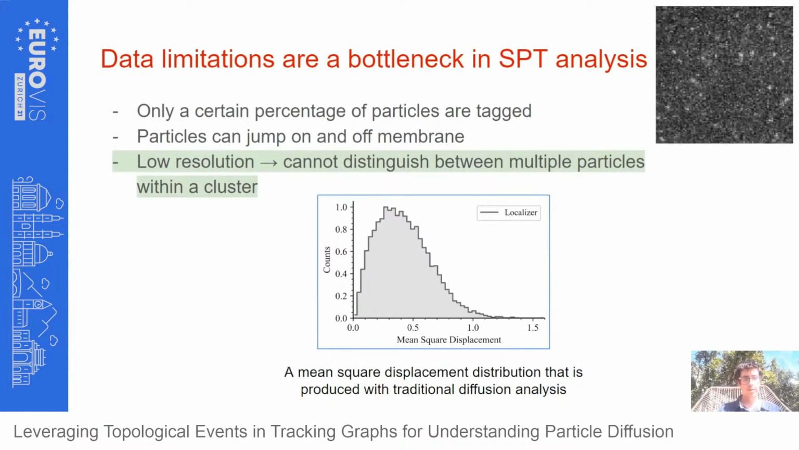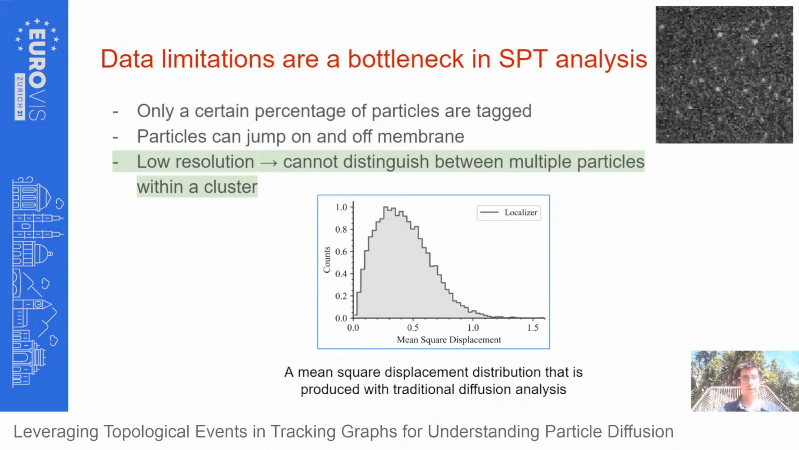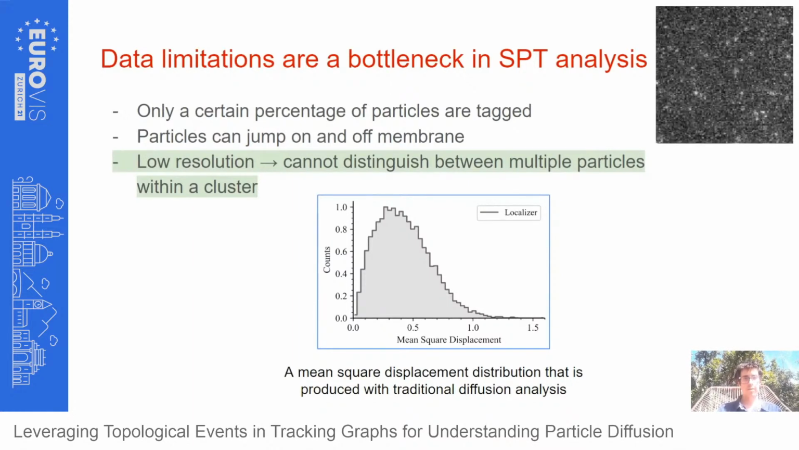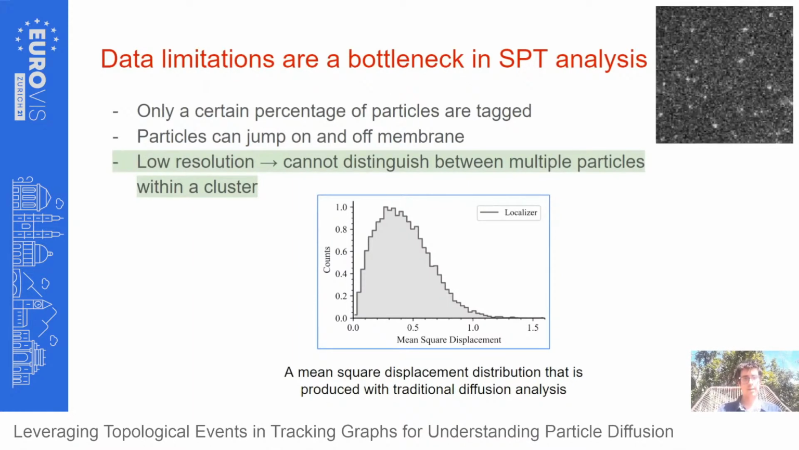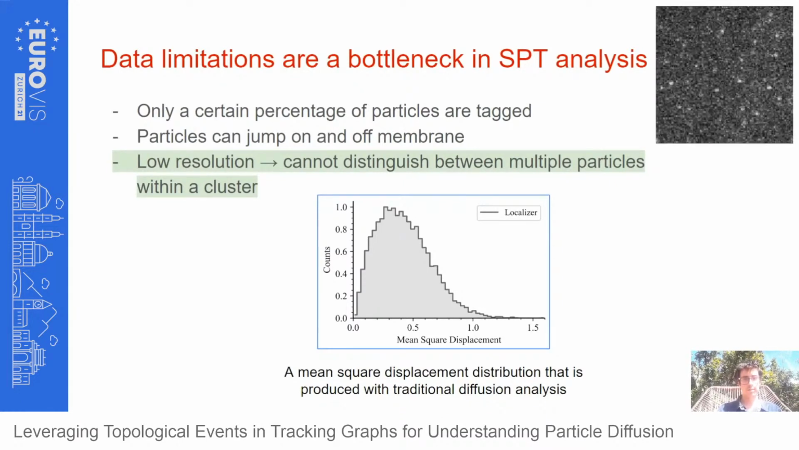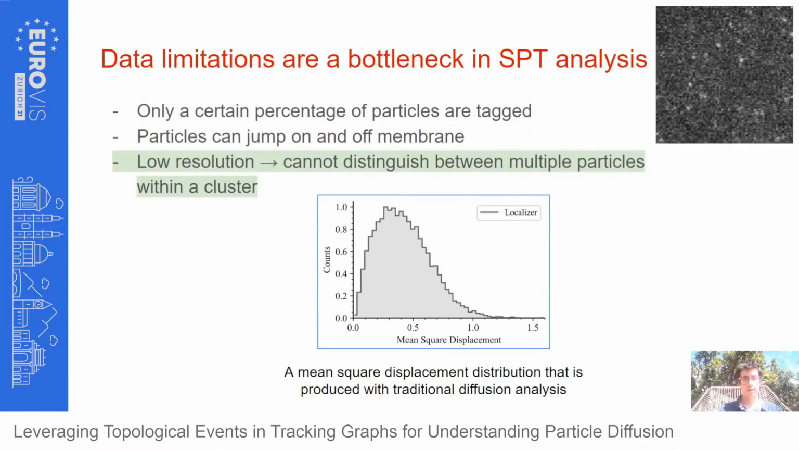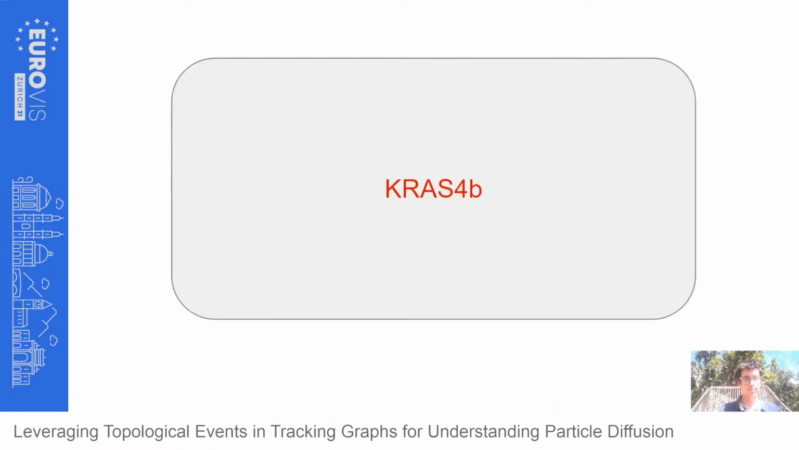Our goal in this work is to come up with a solution to mitigate this bottleneck by inferring a lower bound on the count of the number of particles that exist within a cluster in order to enhance the information a plot like this gives. Instead of a single plot, our technique can produce distributions for tracks that have an inferred cluster size.